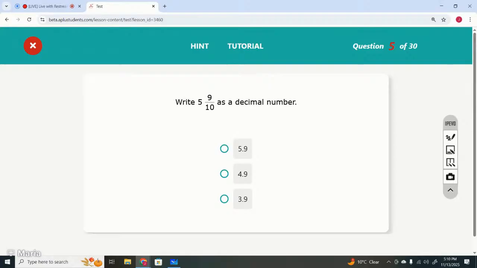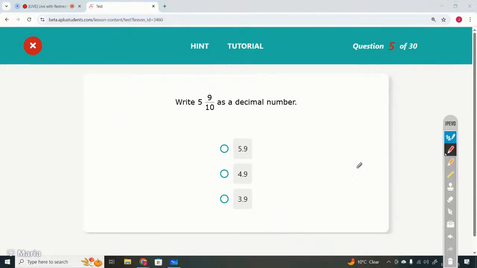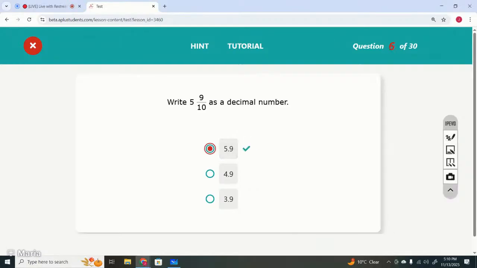Write 5 whole 9 by 10 as a decimal number. So 9 by 10, right? We can write it as 5.9. Option number 1 is the correct option.